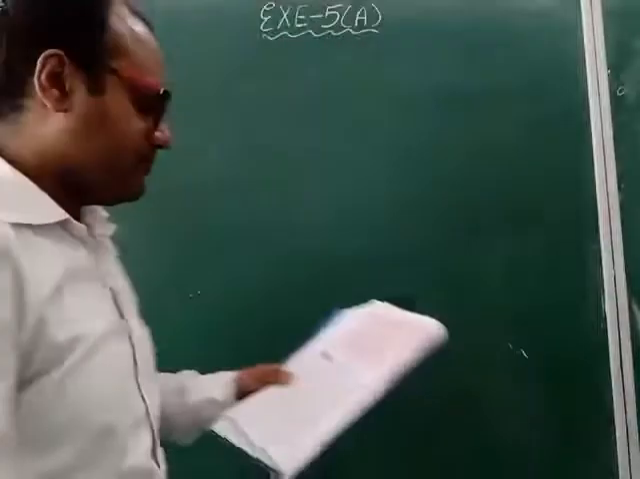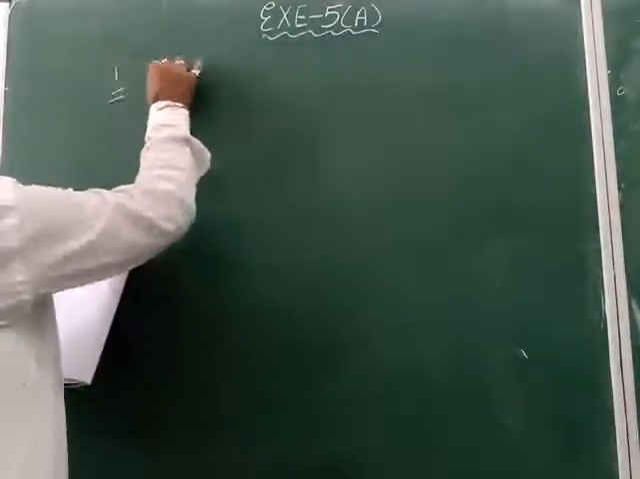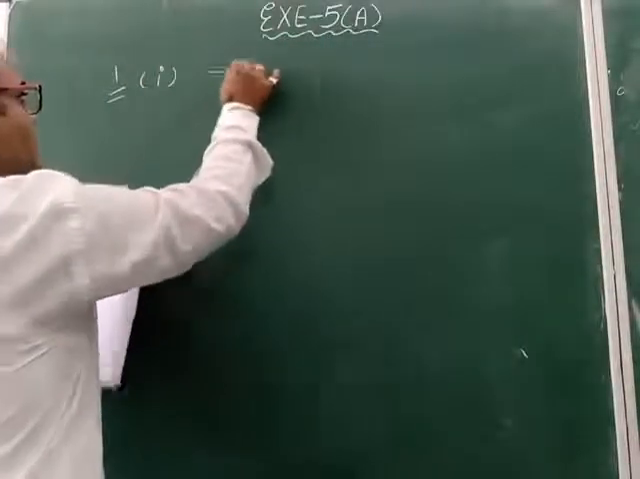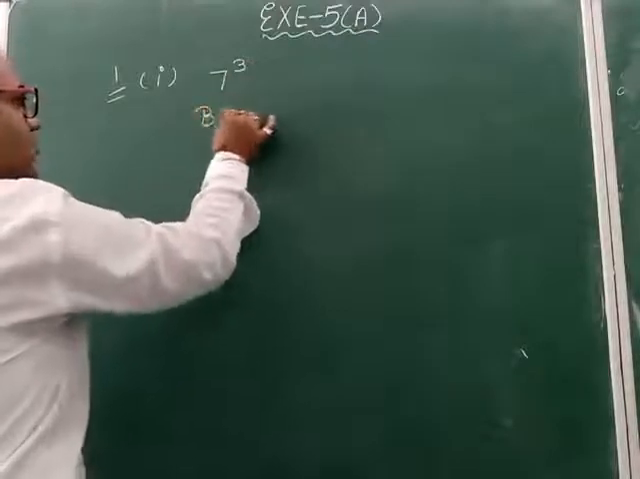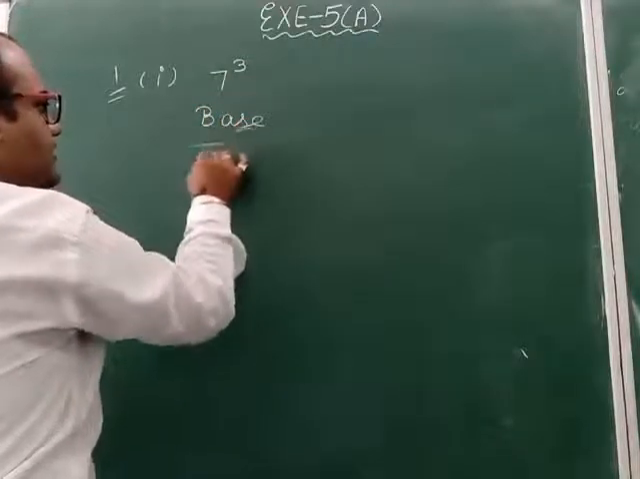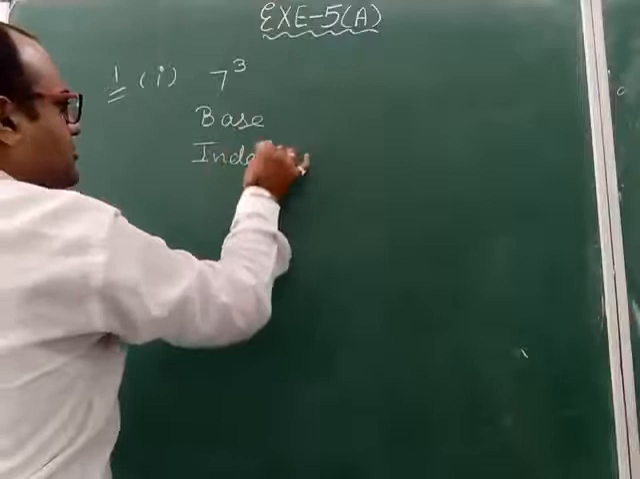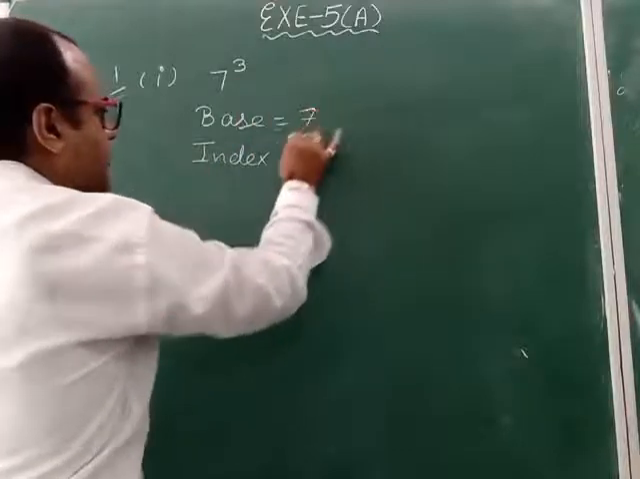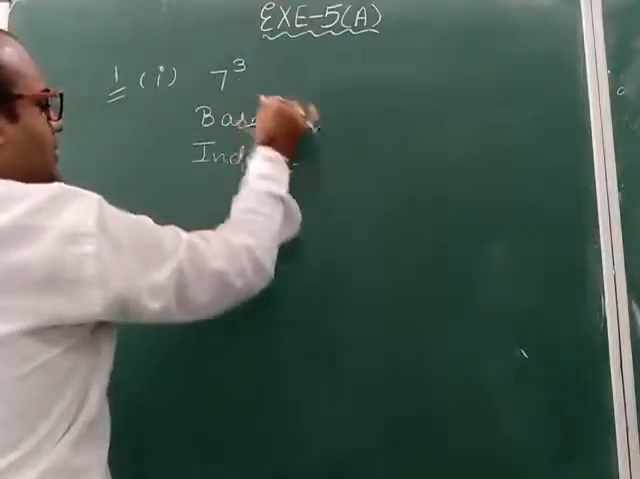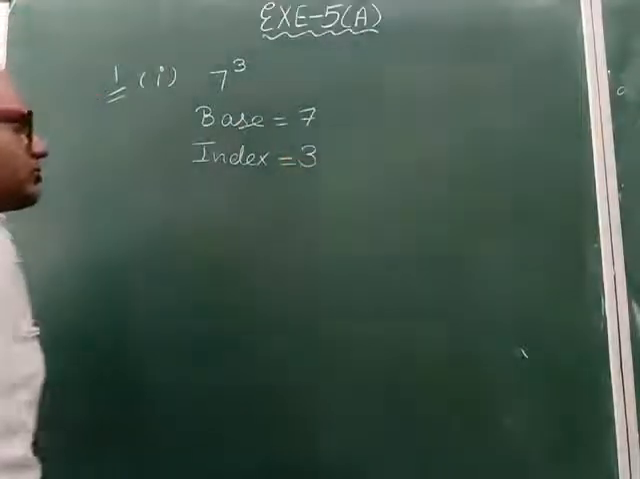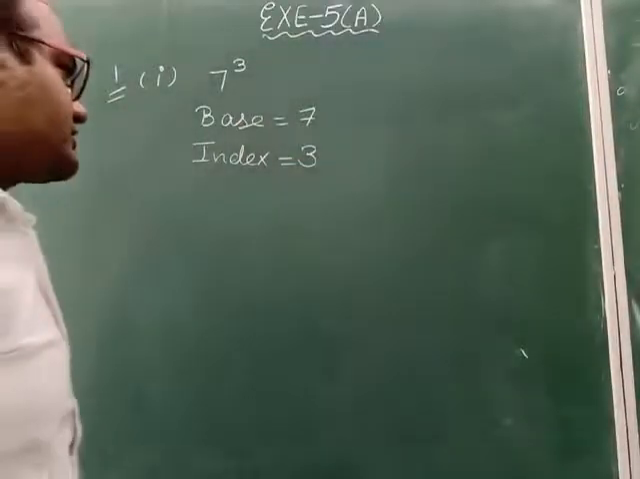First question, first part. 7 power 3. You have to write base and index. So base is the downside number, downside it is written 7. Index is the upper number which is written in the power. So base is 7 and index is 3.